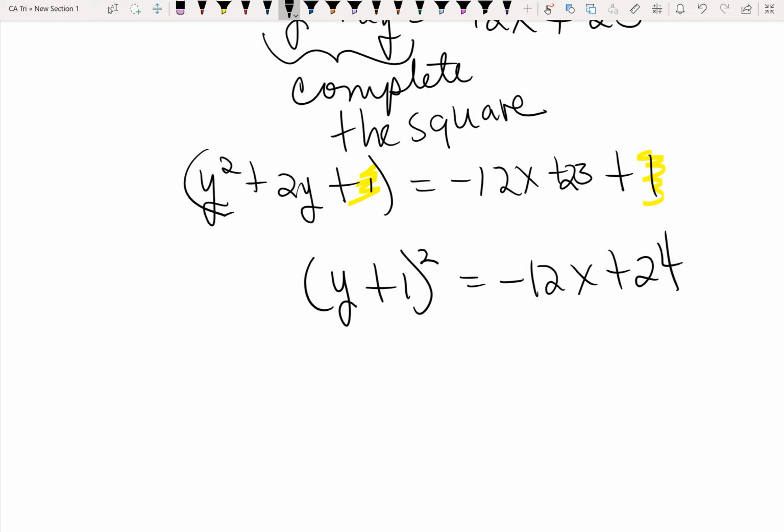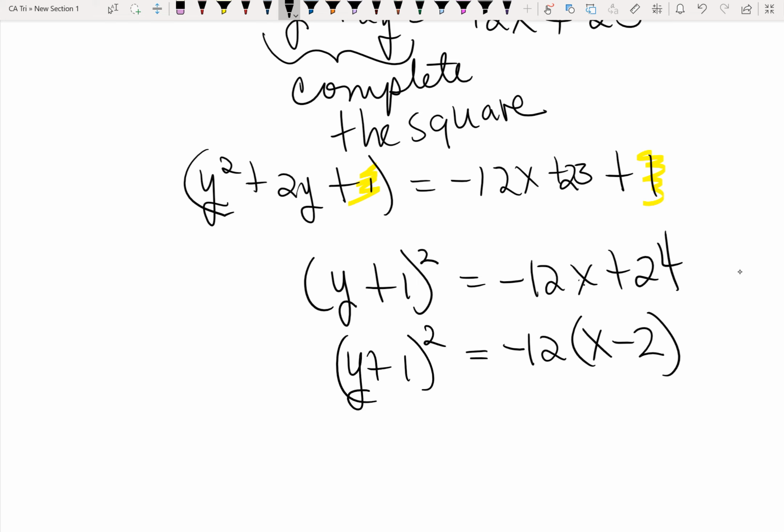To express this in the correct manner, I'm going to actually take out the negative 12, and I'm going to now simplify this to x minus 2, and so this is equal to the y plus 1 squared. So notice how this resembles the y squared equals 4px equation. Alright, and so next step is, I want you to understand that this is the equivalent of y minus 1 squared.